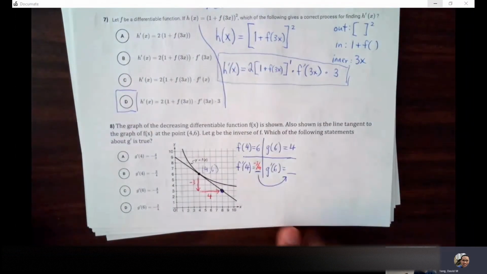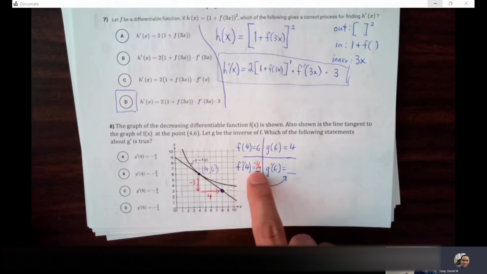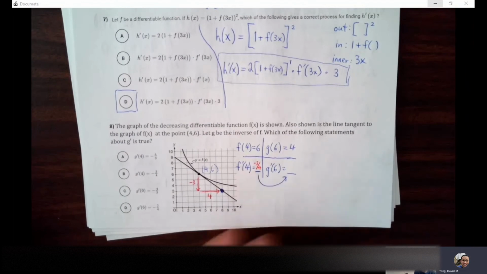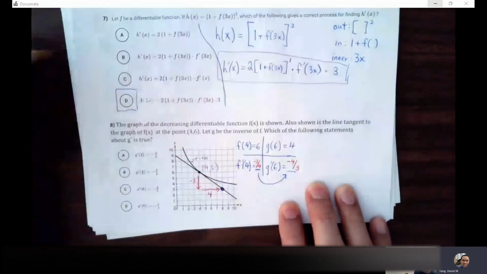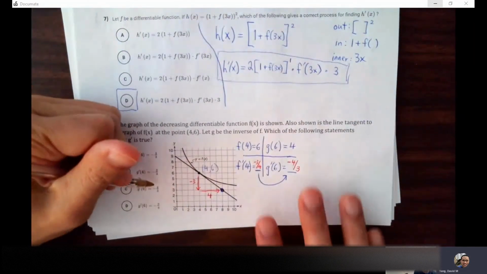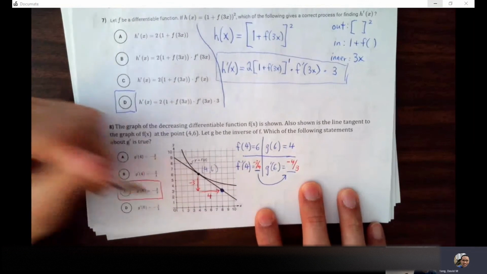So if my slope is -3/4, then I know g prime of 6 is just going to be the reciprocal of that. Don't change the signs. It's not the opposite reciprocal, just the reciprocal. So -4 over 3. Answer choice C.